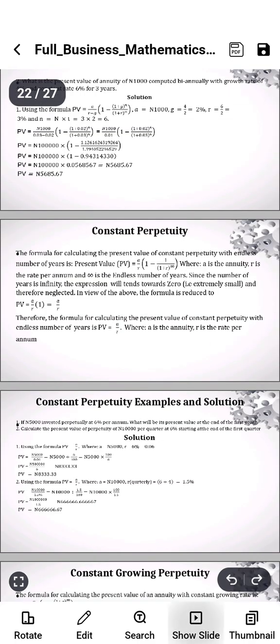Now, let's continue from there. So using the formula, the present value is equal to A over R minus G into 1 plus G raised to power N over 1 plus R raised to power N. I've told you G is the growing rate, while R is the constant rate. So substituting into the formula, at the end of the day, our PV will give us 2,777 naira 10 kobo. That's what the growing annuity will be with those two rates.